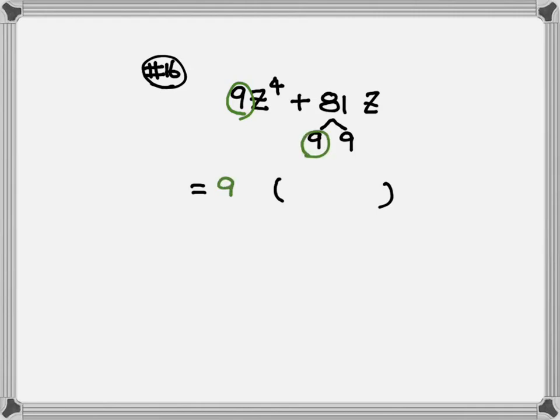Next, both numbers have z. If you have the same variable, you always take out the smallest one. The smallest one is just a z. So if I take a z away, over here becomes a z cubed. So z goes out. Next, whatever you cannot take out, you're going to leave inside the parentheses. So the first number has z to the third power left, plus 9. And that's my answer.